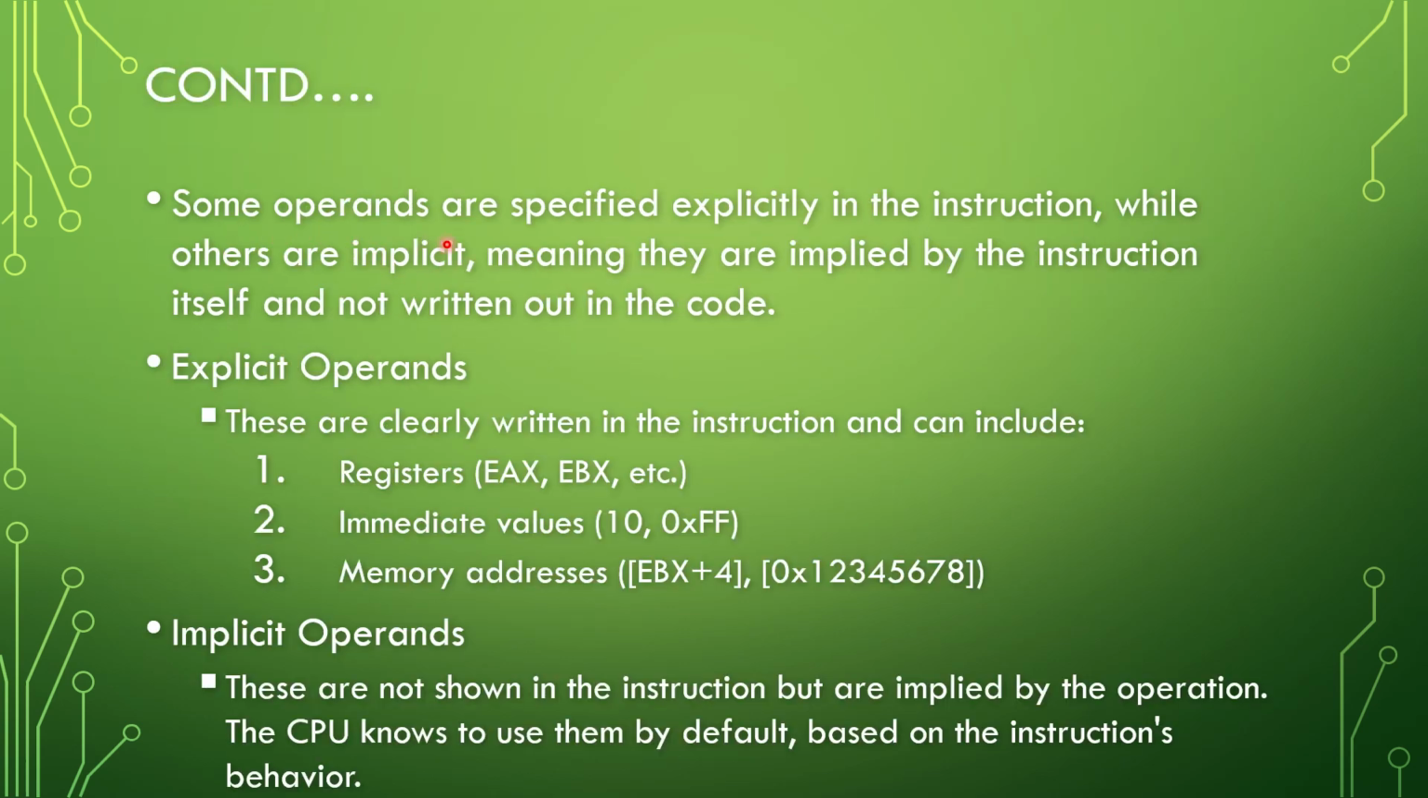Some operands are specified explicitly in the instruction while the others are implicit, meaning they are implied by the instruction itself and not written out in the code. That means certain operands are written out in the code in the form of registers, immediate values or memory addresses, and certain other operands are not shown in the instruction but they are implied by the operation, and the CPU knows to use them by default based on the instruction's behavior.